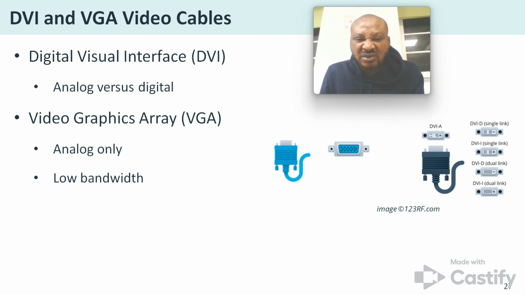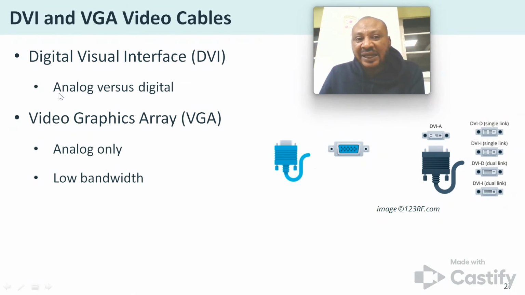DVI is not actually legacy anyway. It's still being used up to today. So the legacy ones are these, right? VGA, Video Graphics Array. DVI, digital video interface, is still being used now, mostly in projectors.